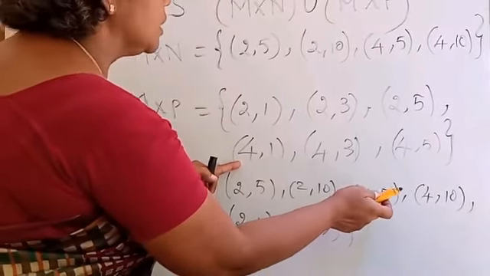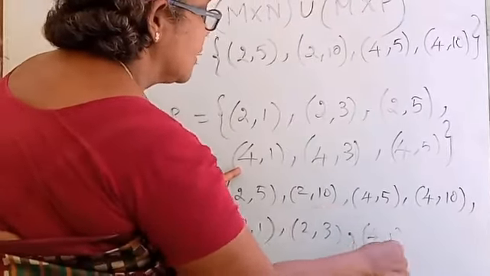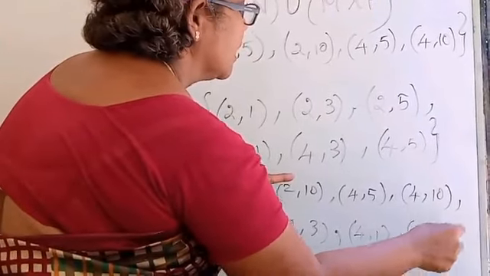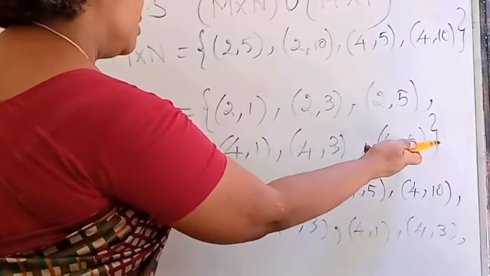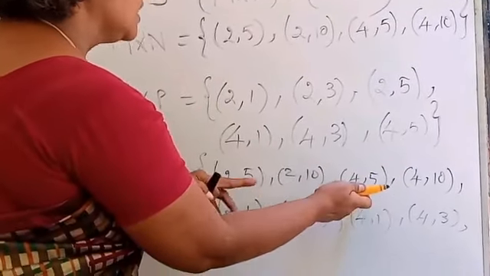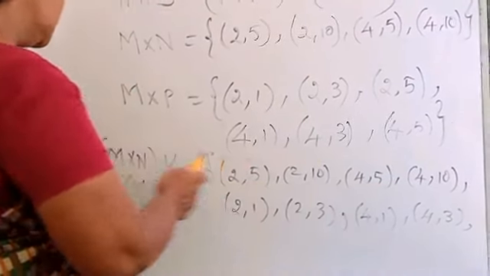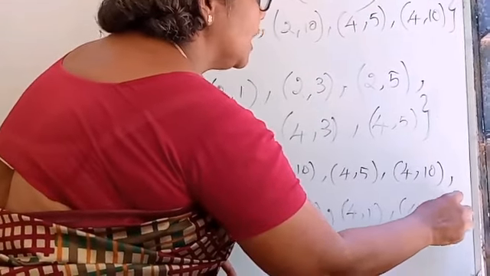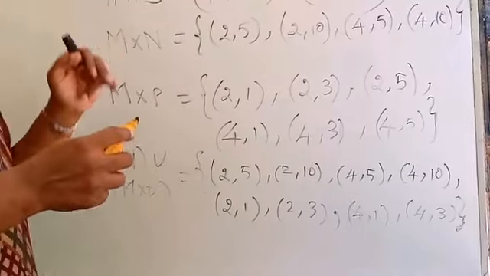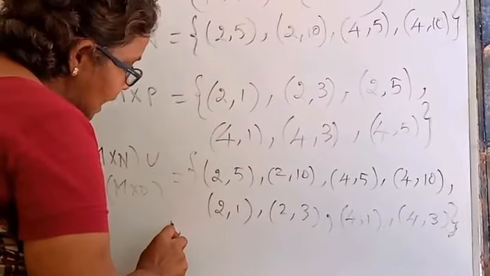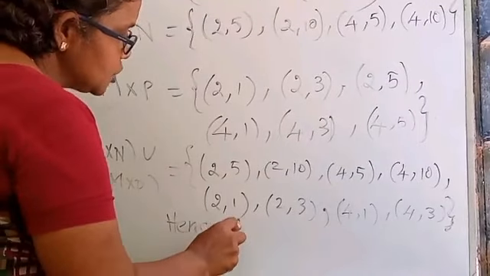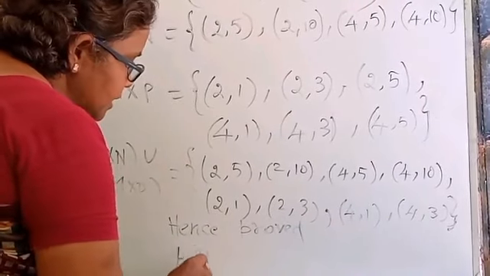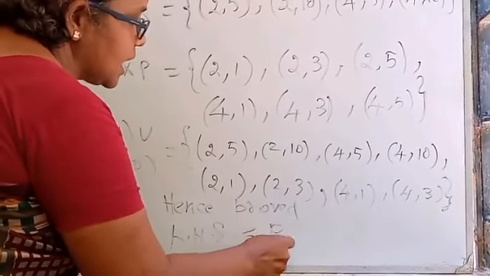And 4 comma 1, it is not there, so write 4 comma 1, and then 4 comma 3, is it there? No, it is not there. 4 comma 3, and then 4 comma 5. 4 comma 5 is already present there. That's it. So we have finished with M cross N union M cross P. Check both the left hand side and the right hand side. We see that the left hand side equals the right hand side, hence it is proved. Hence proved. And what have you proved? You have proved that left hand side is equal to right hand side.